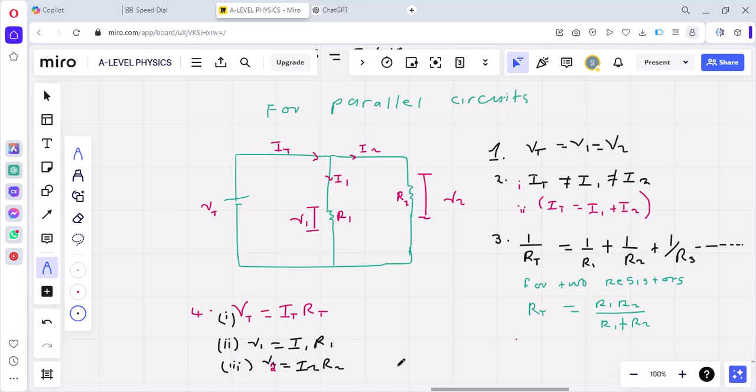In the next video, we will solve some problems that involve parallel circuits and the combination of resistors, some connected in series and some connected in parallel.